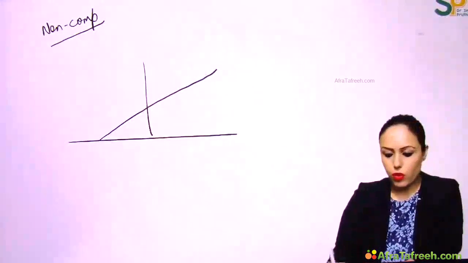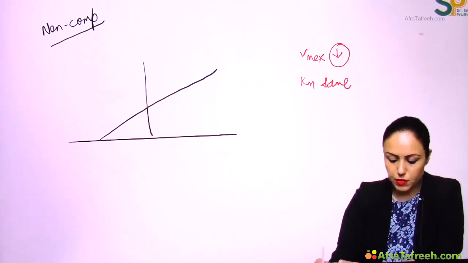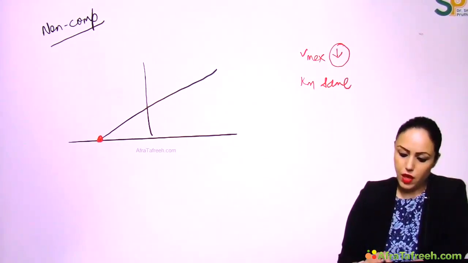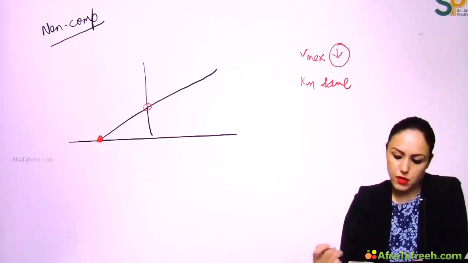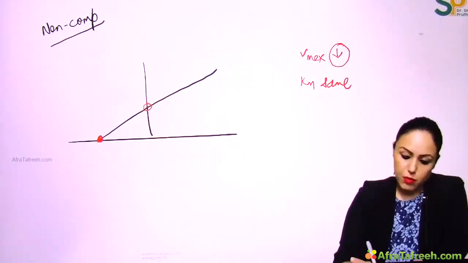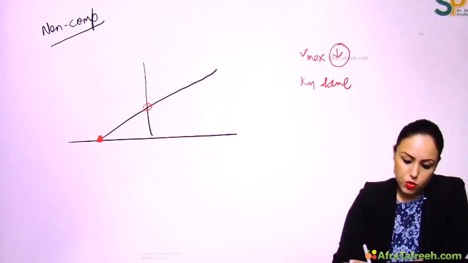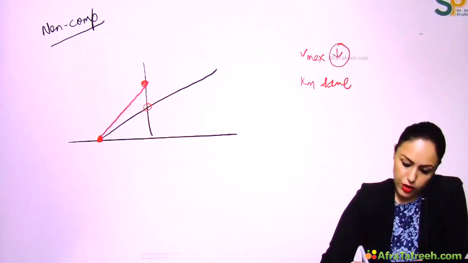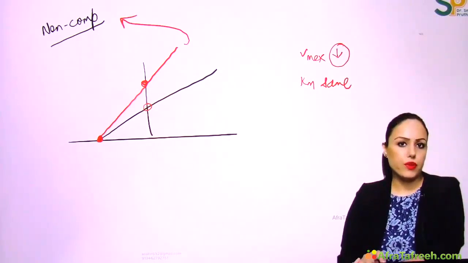Now in case of non-competitive inhibitor, Vmax is decreased and Km is same. So this point is Km, I'm taking same Km, and velocity, this point is velocity on y-axis. Velocity is decreased, but this y-axis is reciprocal of velocity, so towards upper side it will be decreased, right? So just join these 2 points. This will be the graph in case of non-competitive inhibitor.